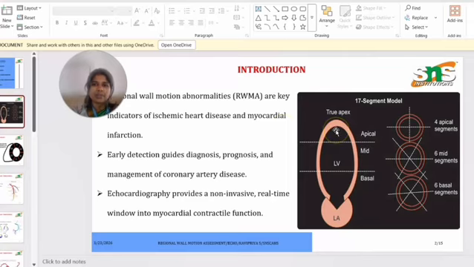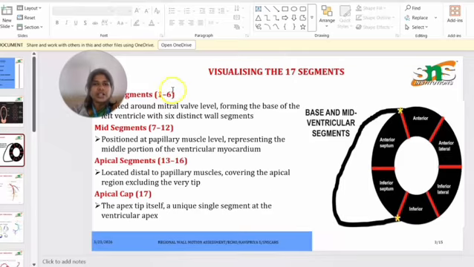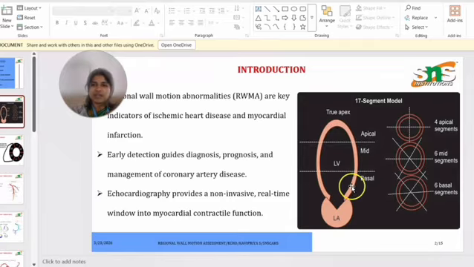See, the apical, mid and basal levels of the LV are mentioned here. In the apical segments there are 4 segments, 6 segments are in the mid and 6 basal segments also. So in total we have a 17 segment model. One is the apical cap. Here the basal segments are located around the mitral valve level.